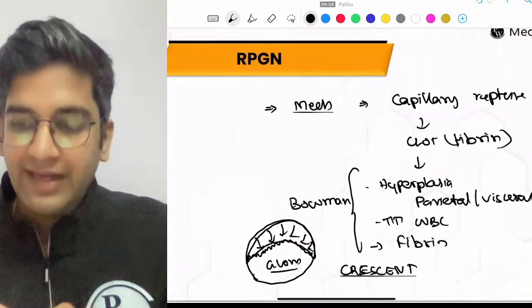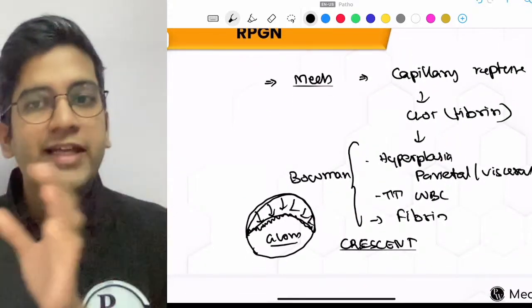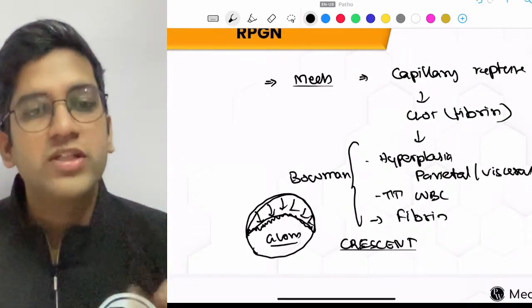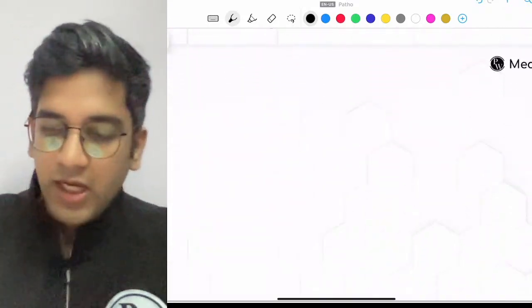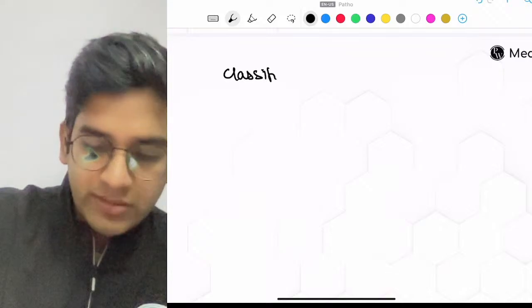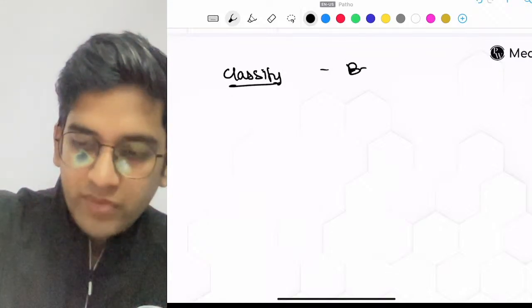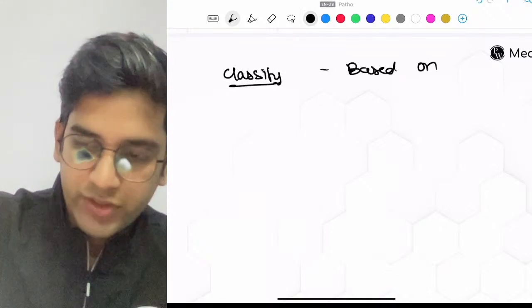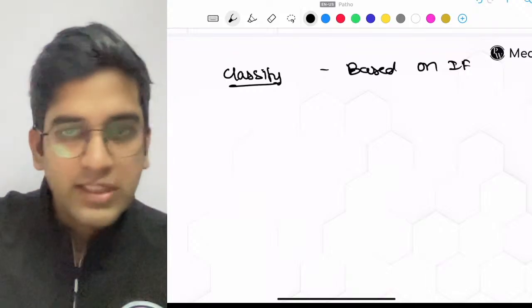Here my etiology can be anything. Like I said, any glomerulonephritis here can cause this. So how do I know what is the cause? I need a classification, right? So we classify crescent, or we classify RPGN, based on one simple thing. It's always classified based on immunofluorescence. So I have three types of RPGN.